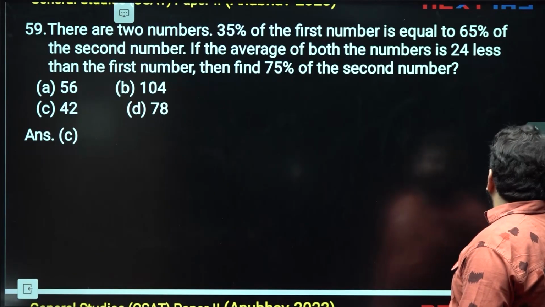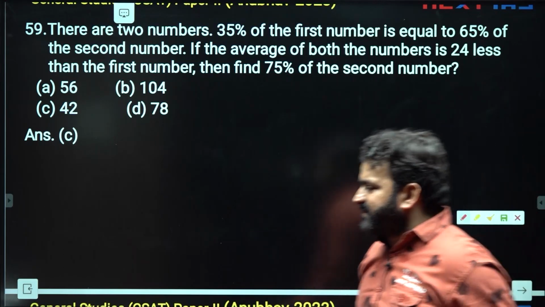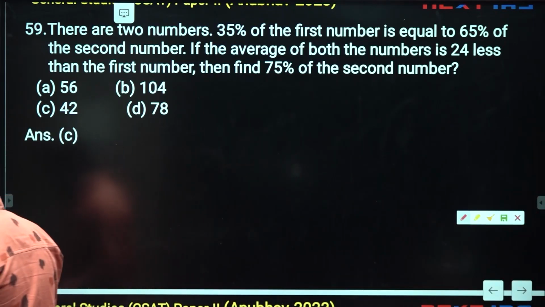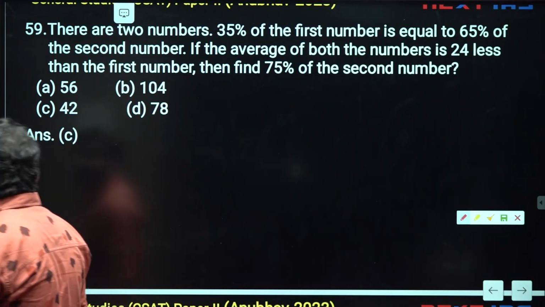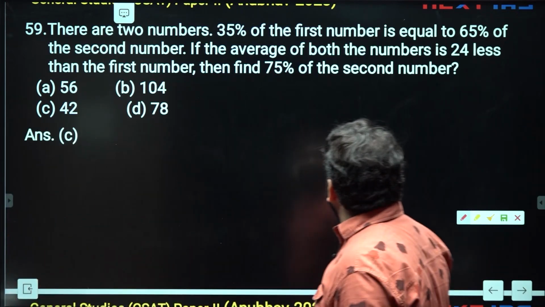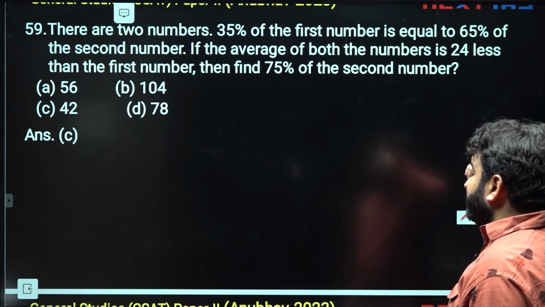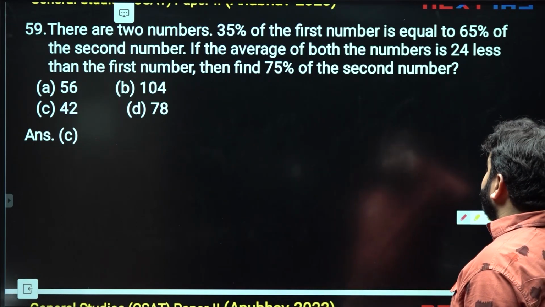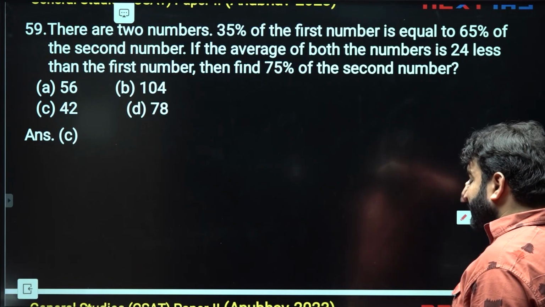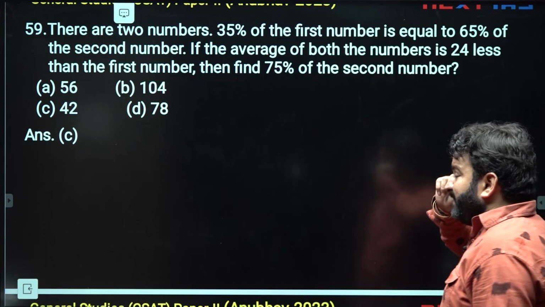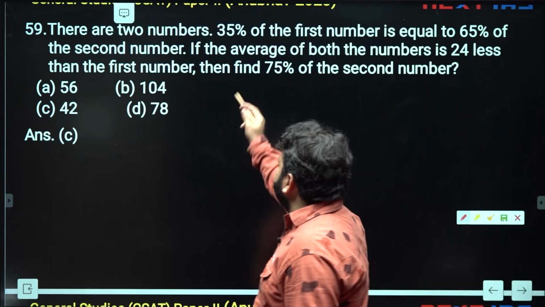Next question given. There are 2 numbers, a basic simple calculation based question. 35% of the first number is equal to 65% of the second. If the average of both numbers is 24 less than the first number, then find 75% of the second number. I'll frame the equation. Just solve it.